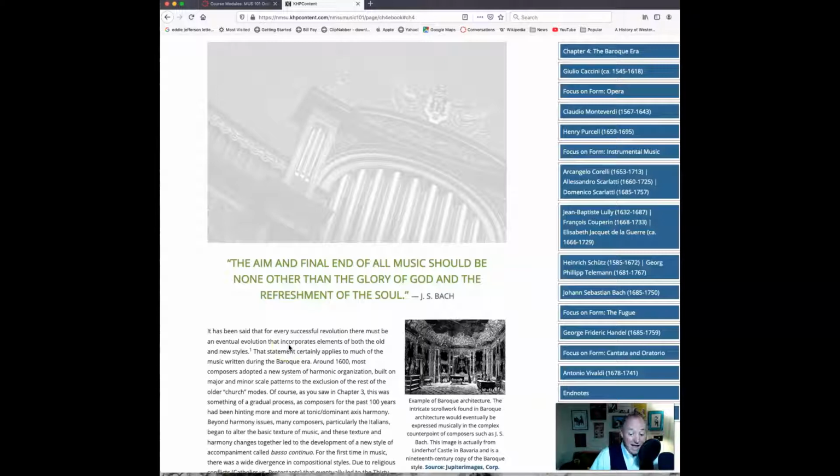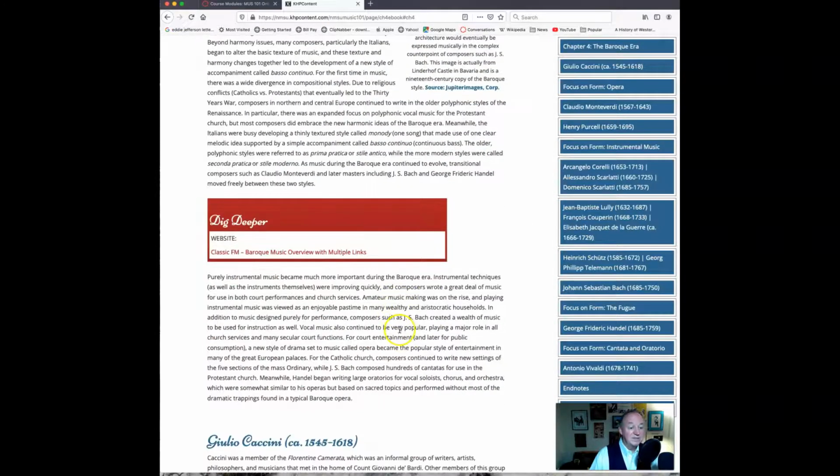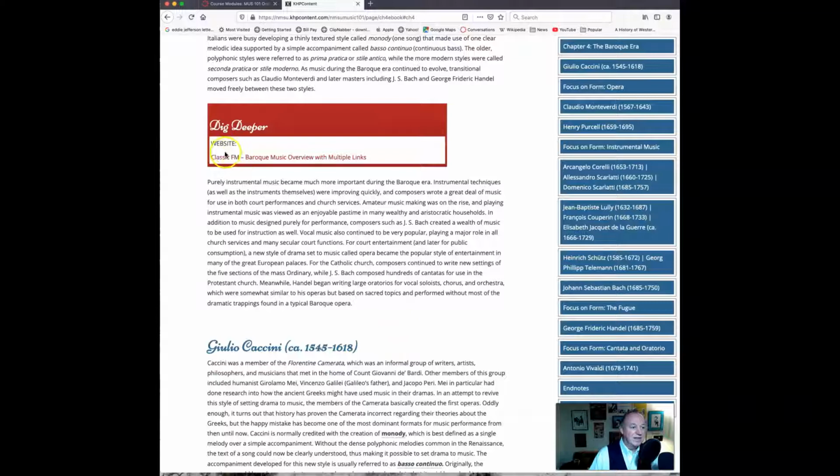We make a dramatic change, revolution, to create this monody style and something brand new, setting drama to music, opera. But then we start reaching back into the Renaissance and bringing forward some of these polyphonic techniques. And different composers do it in different ways. You'll learn that as you go through this chapter. But again, the first thing that happens, guess what? It's opera.